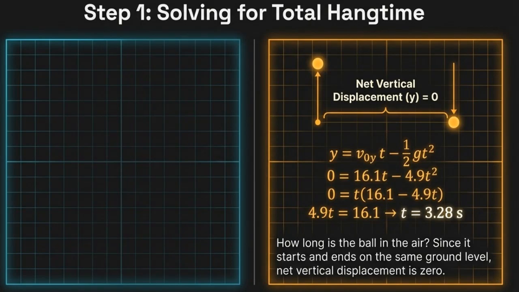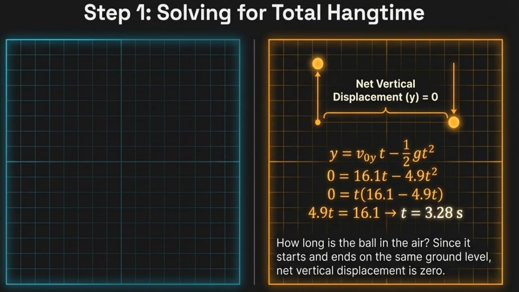To find the total time the ball stays in the air, we start by recognizing that it begins and ends at the same height, so the net vertical displacement is zero. Using the equation for vertical displacement, y equals the initial vertical velocity times time minus half of gravitational acceleration times time squared, we set y to zero because the ball returns to its starting level.